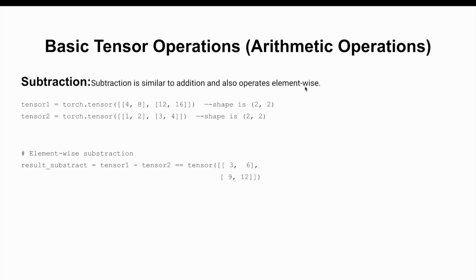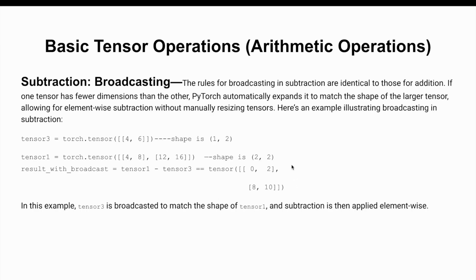If you are doing element-wise subtraction, this is a shape 2 by 2, 2 by 2. And the resultant shape is also going to be 2 by 2. 2 rows and 2 columns, 2 by 2. So we go next to subtraction broadcasting. Same rules as we did with addition.